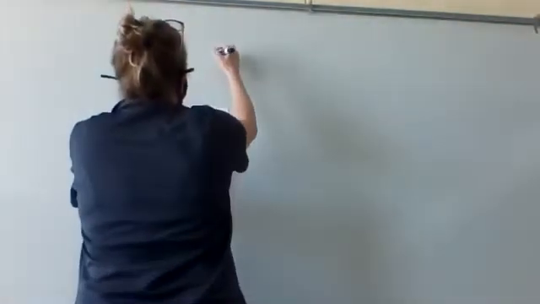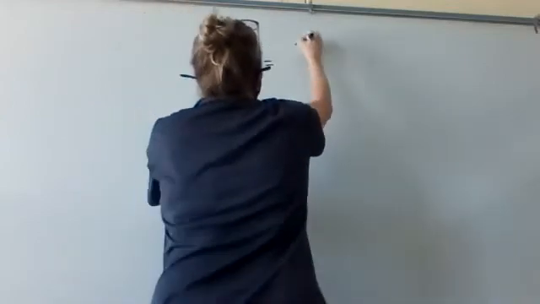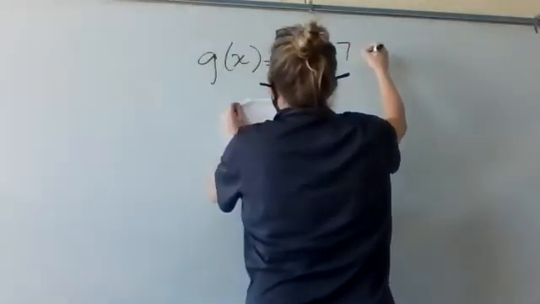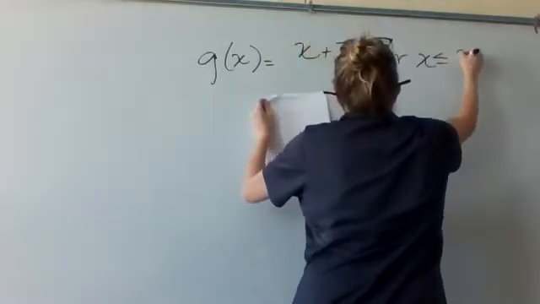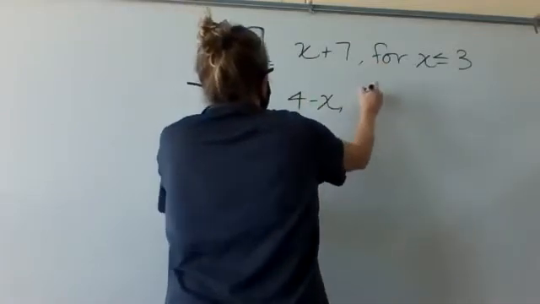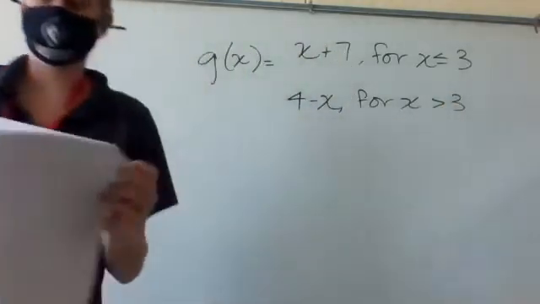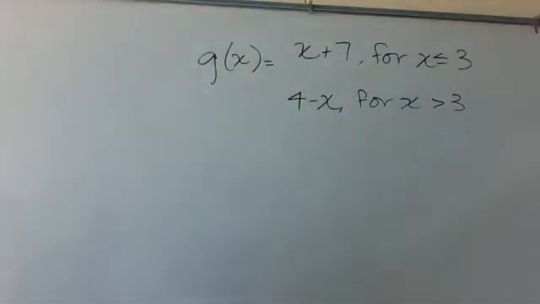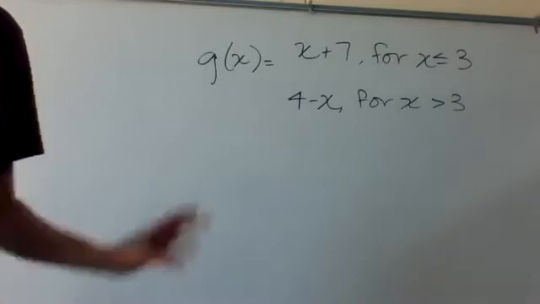All right, here's the function. G of x equals x plus 7 for when x is less than or equal to 3, and it's 4 minus x for when x is greater than 3. And it wants us to find 3 different things.